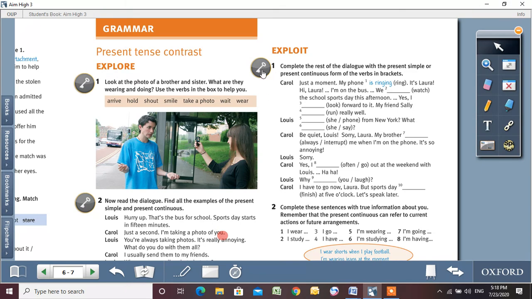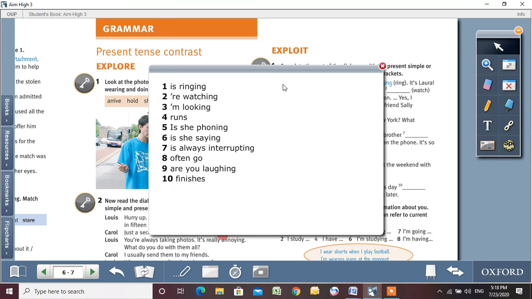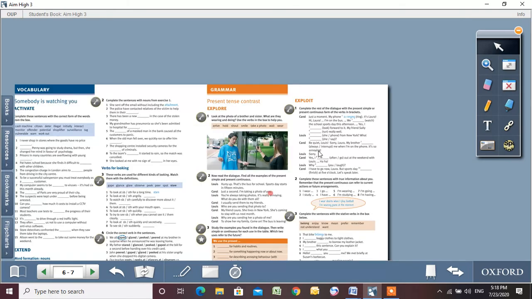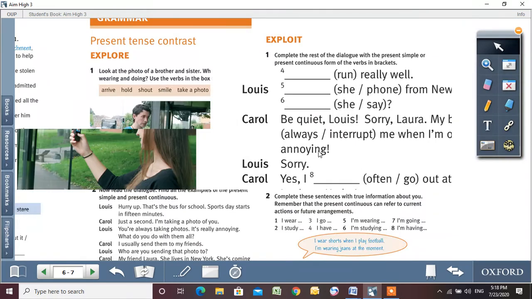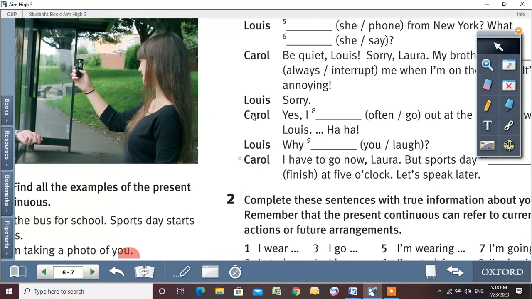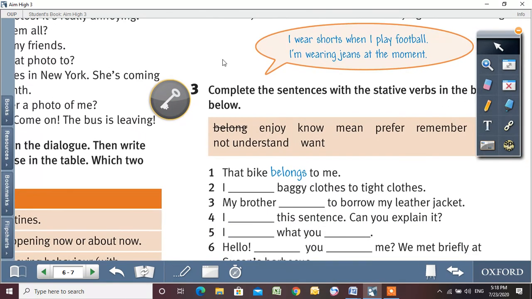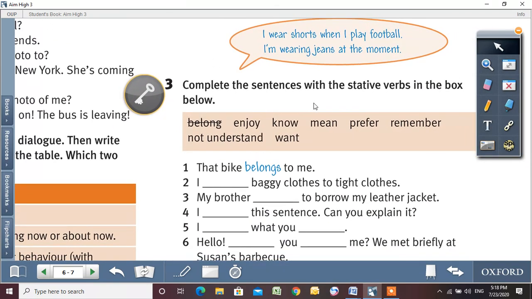And these are the answers. Exercise 3. Complete the sentences with the stative verbs in the box below. So here you have some of the stative verbs, and you have to use them to complete the sentences.